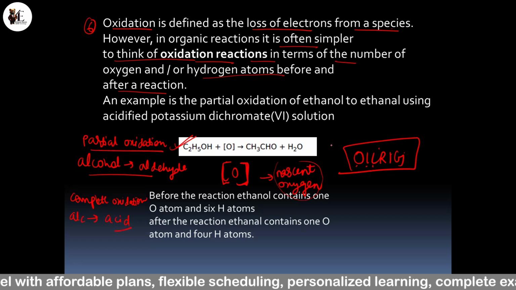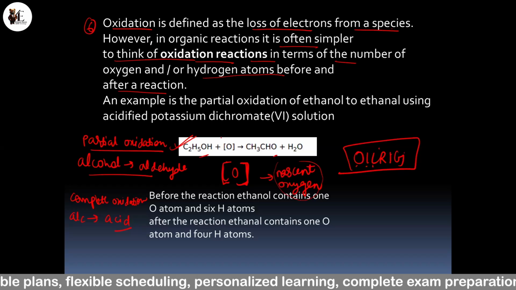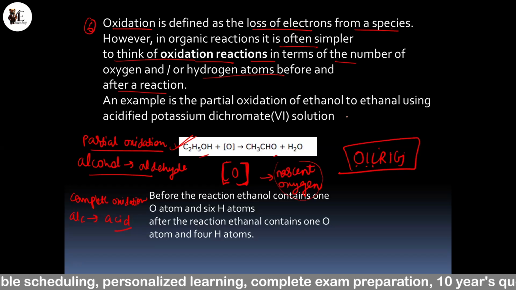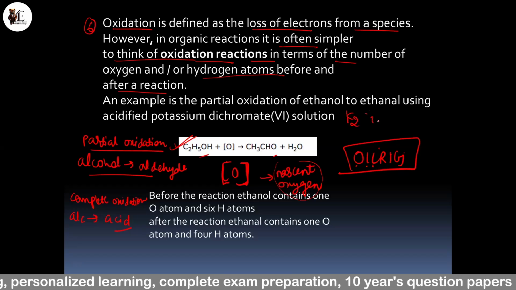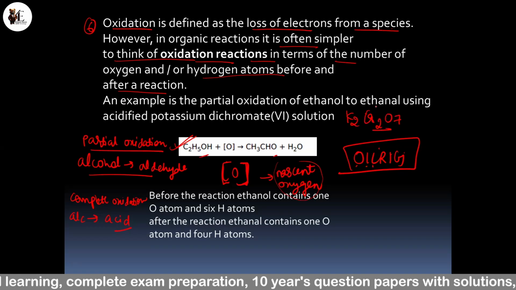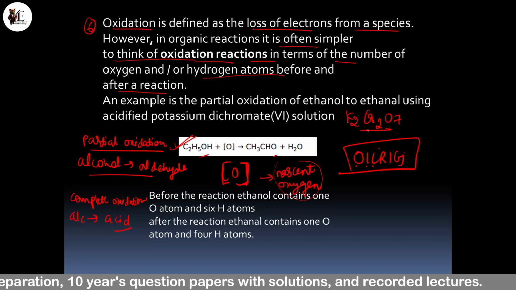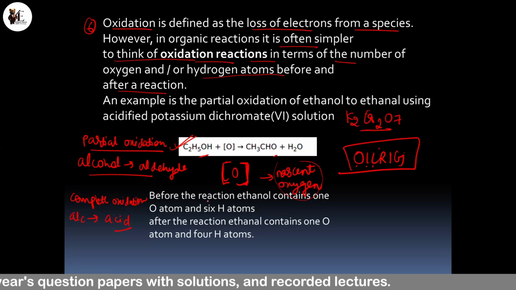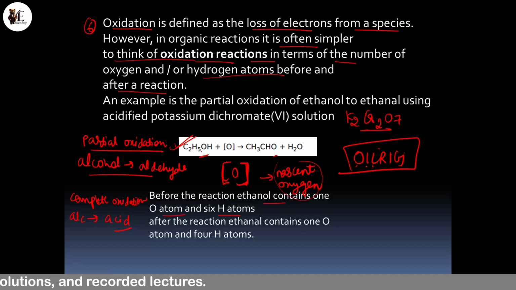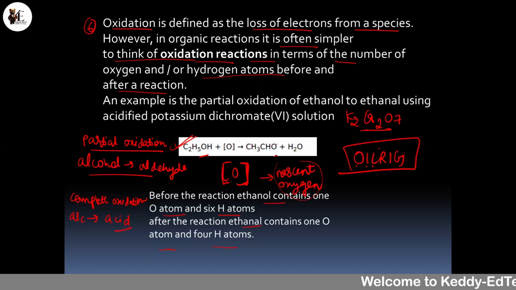So this is the partial oxidation of ethanol to ethanal using acidified potassium dichromate solution, K2Cr2O7 solution. You have to use this in oxidizing. It is an oxidizing agent, which oxidizes another molecule and itself gets reduced. Before the reaction, ethanol contains 1 oxygen atom and 6 hydrogen atoms. You can count. But after the reaction, it contains 1 oxygen atom and 4 hydrogen atoms. So removal of hydrogen will happen, and removal of hydrogen is nothing but oxidation.